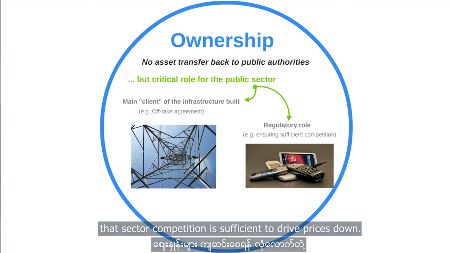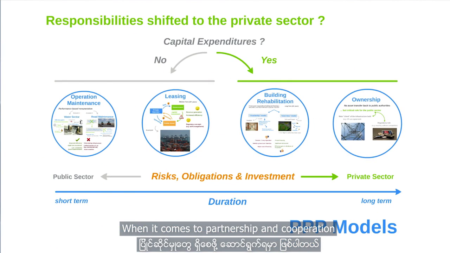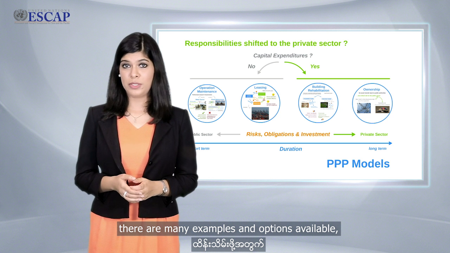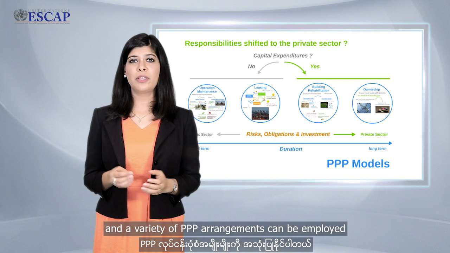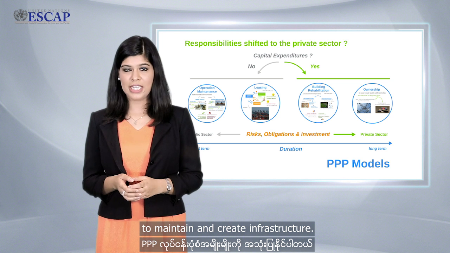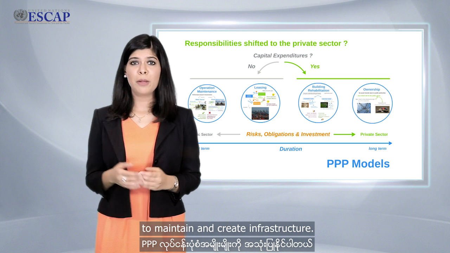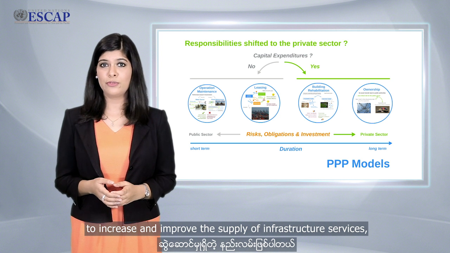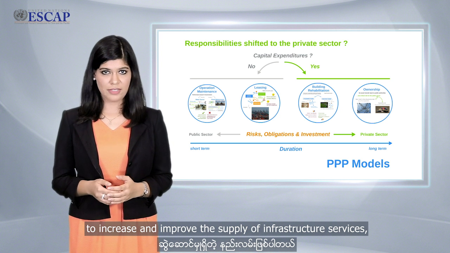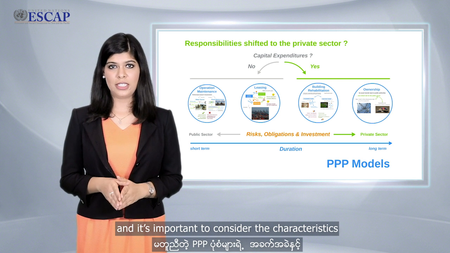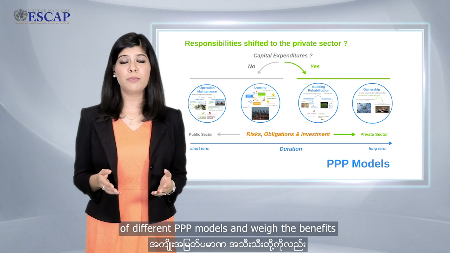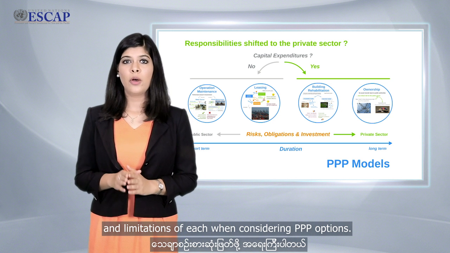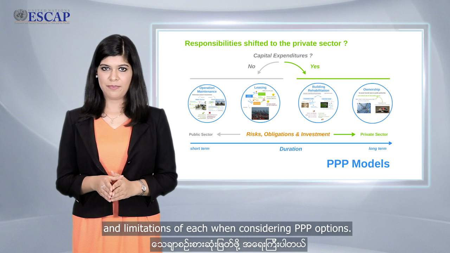When it comes to partnership and cooperation among the public and private sectors, there are many examples and options available, and a variety of PPP arrangements can be employed to maintain and create infrastructure. PPP arrangements can be an attractive alternative to increase and improve the supply of infrastructure services, and it is important to consider the characteristics of different PPP models and weigh the benefits and limitations of each when considering PPP options.